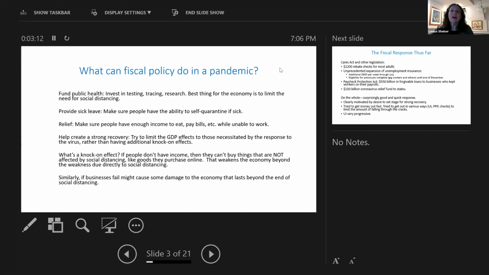So what do I mean by knock-on effects? So if people are unemployed because they can't go to work because of the virus and they don't have any income, then because they don't have any income, they won't be able to buy things that they can buy completely safely, like buying goods online. That further weakens the economy, right? Or if businesses fail, you can imagine that's going to do some long-term damage to the economy, because even once it's sort of safe to go reopen, the businesses have to start all over.